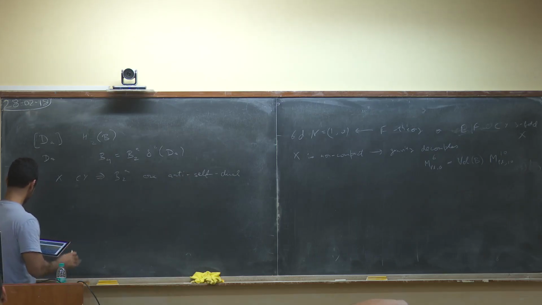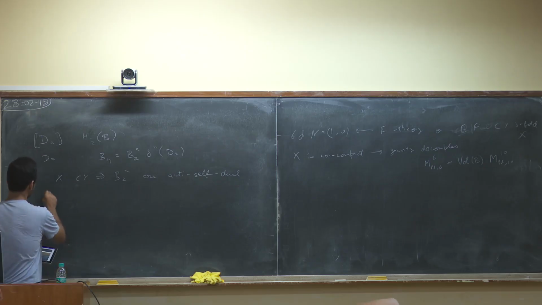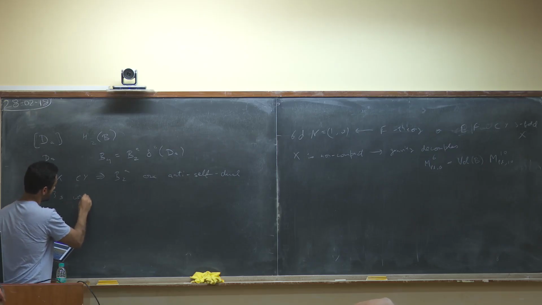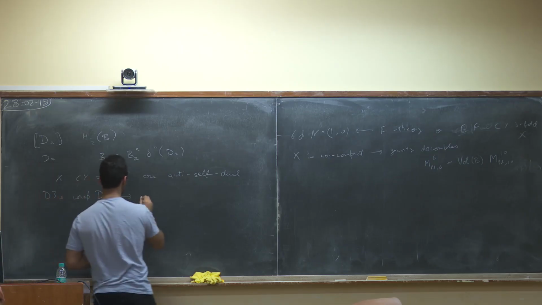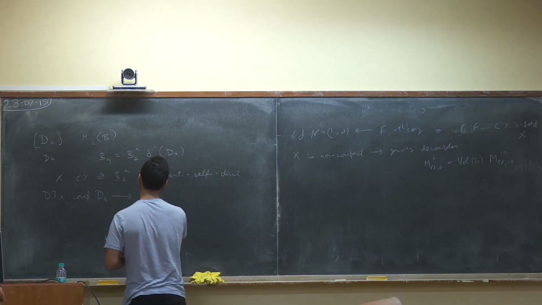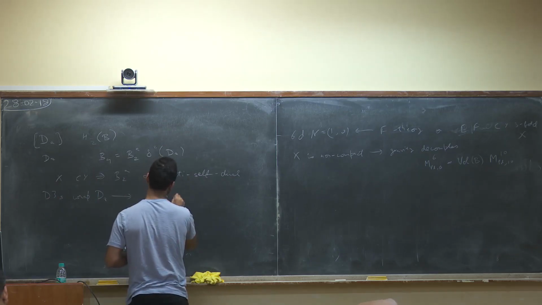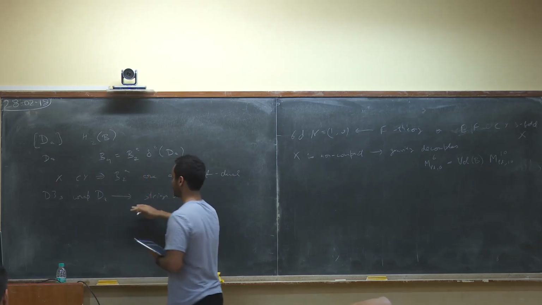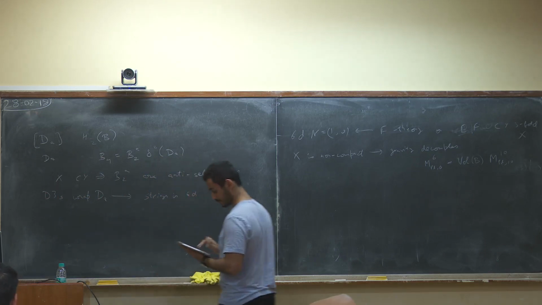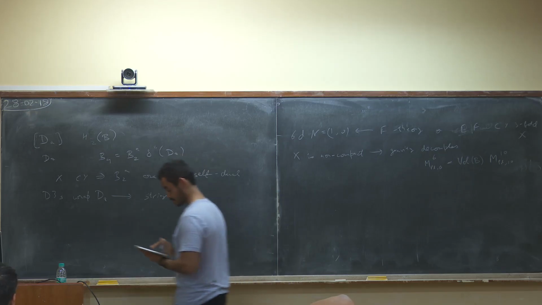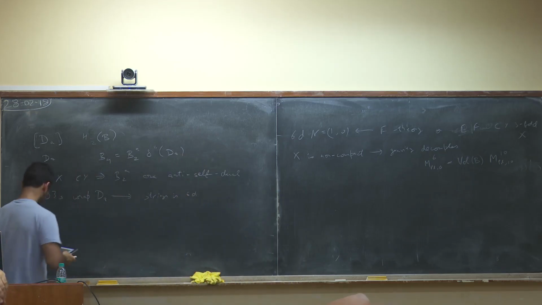Okay. So now you have D3s which can wrap these two cycles dA, and in six dimensions they will produce for you strings. These are the linearly independent strings in your six dimensional theory.